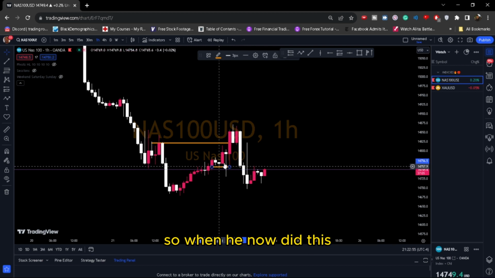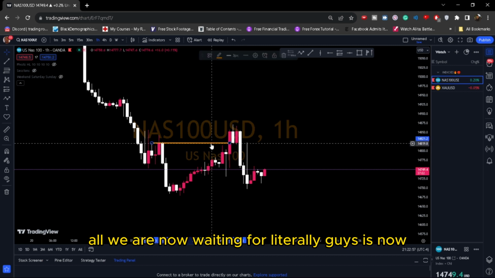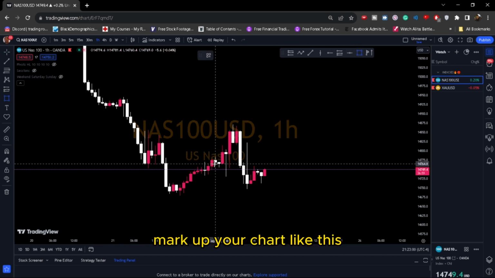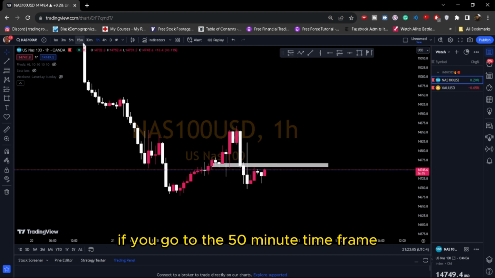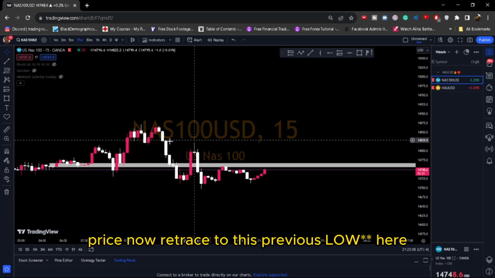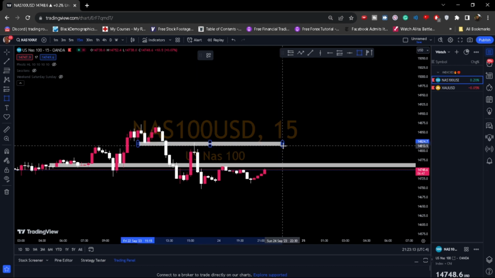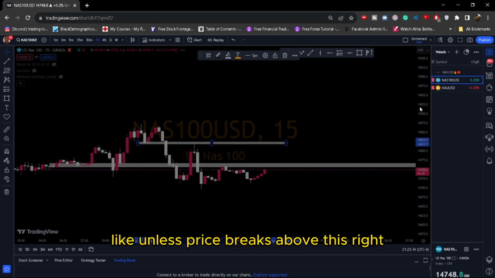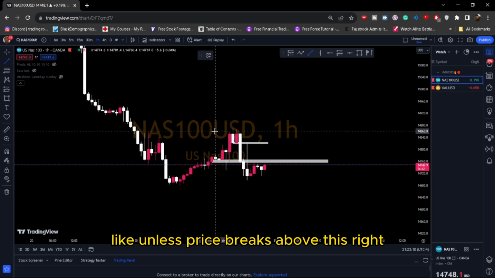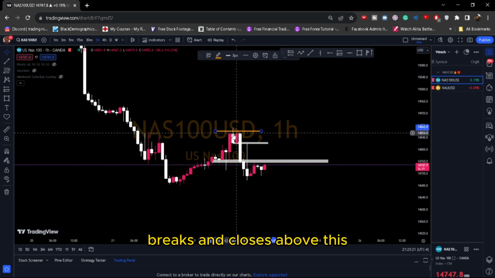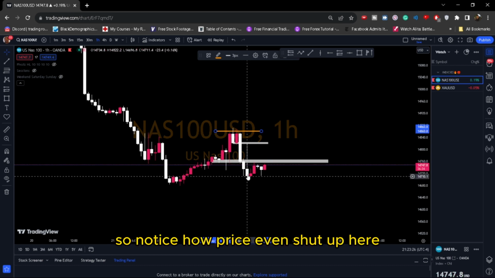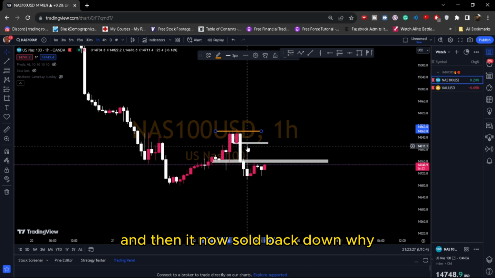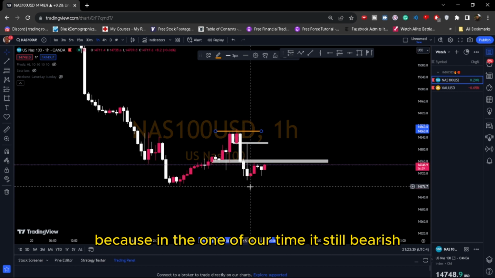So when it did this, all we are waiting for, literally, guys, is to mark up your chart like this, wait for the indication and then the correction. So in this case, if you go to the 15-minute time frame, price retraced to this previous high here. Like I told you guys, unless price breaks and closes above this, the 1 hour time frame is still bearish. So notice how price even shot up here and then sold back down. Why? Because in the 1 hour time frame, it's still bearish.